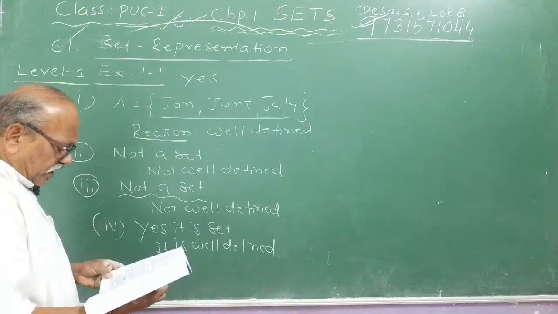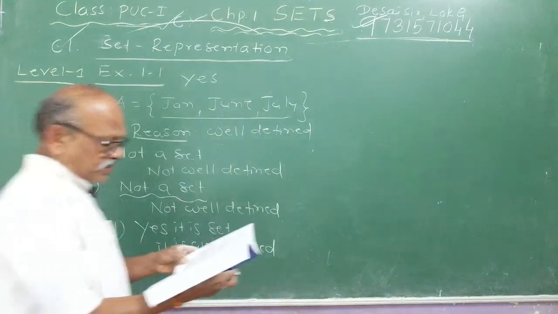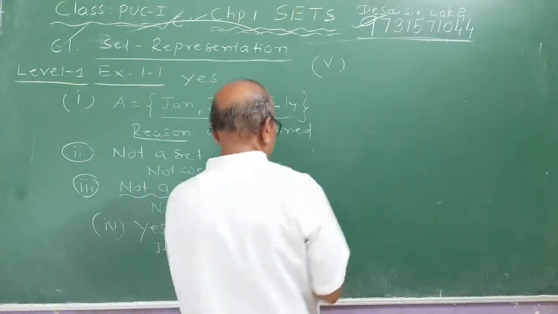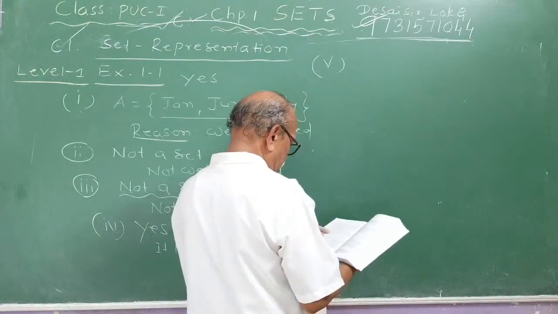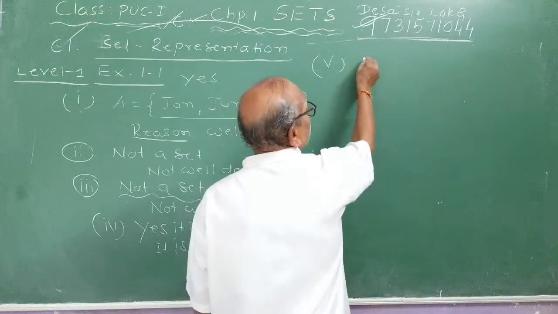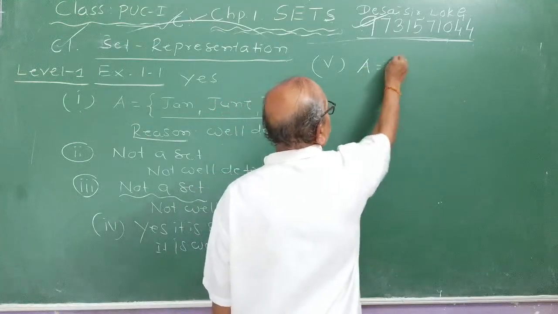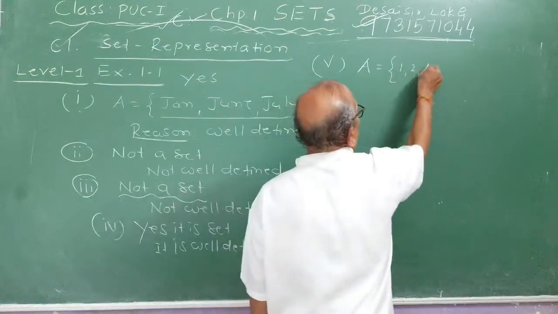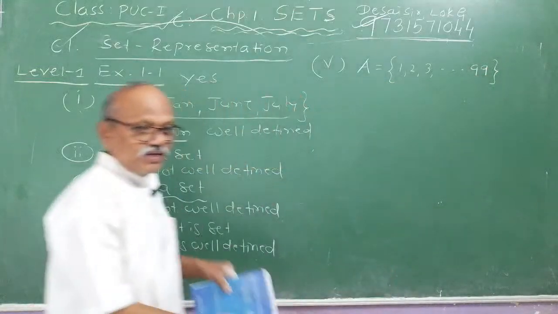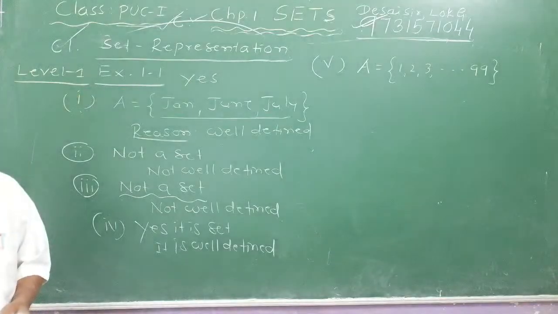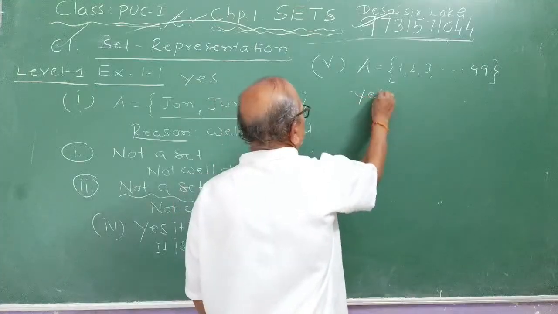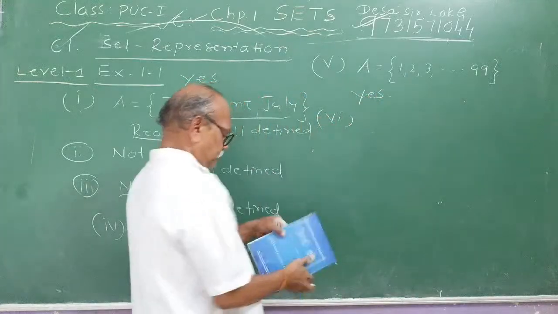Then fifth question. The collection of all natural numbers less than 100. Look at here. Fifth one. A collection of natural numbers less than 100. Can you list? Yes, you can. You can list them. A is equal to collection of natural numbers 1, 2, 3, so on up to 99. Is it not well defined? Yes. A collection of natural numbers less than 100. Right? Yes, it is a set. Because well defined. Sixth one.